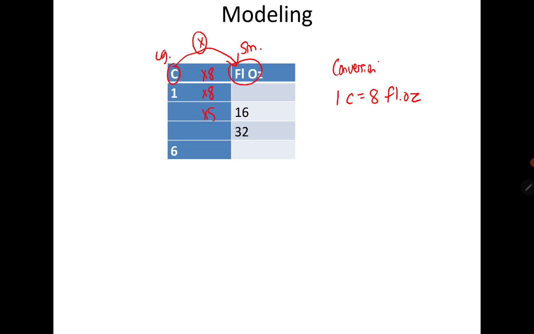So if we have 1 cup, 1 times 8 will be 8. 16 fluid ounces. We can say what times 8 will get us 16, which will be 2. We can also divide by 8. 32 fluid ounces will be 4 cups. 6 cups will be 48 fluid ounces.